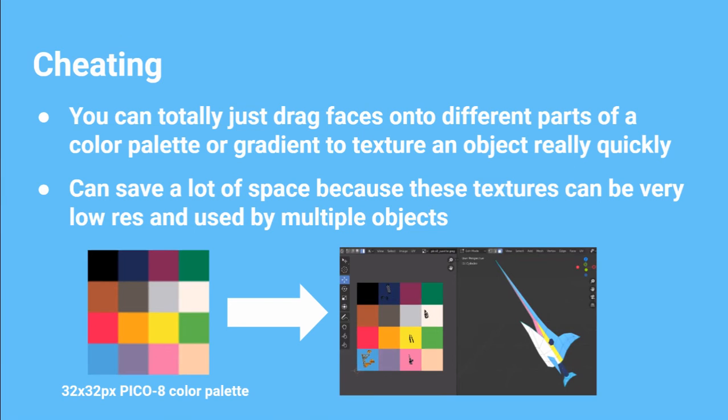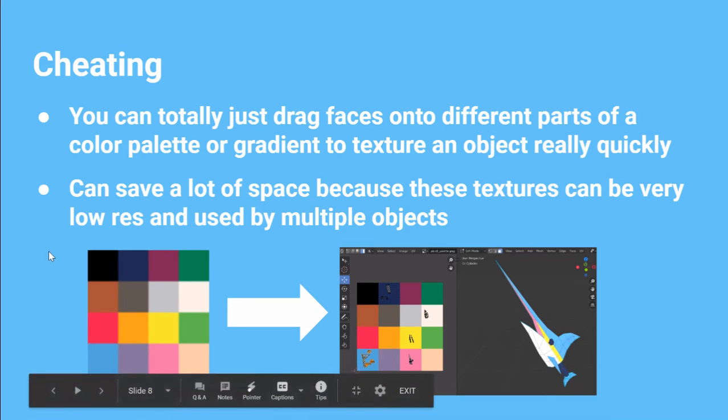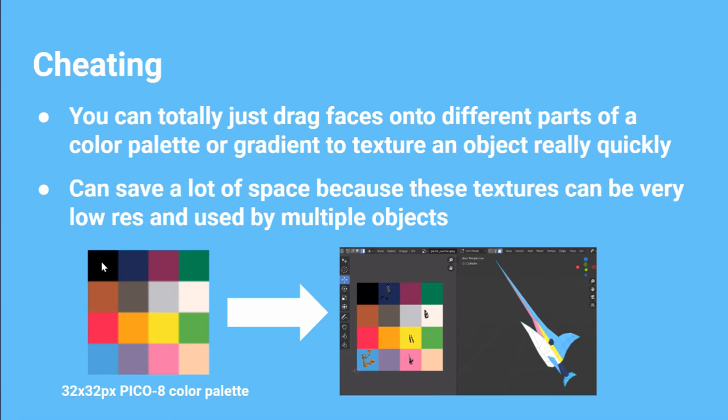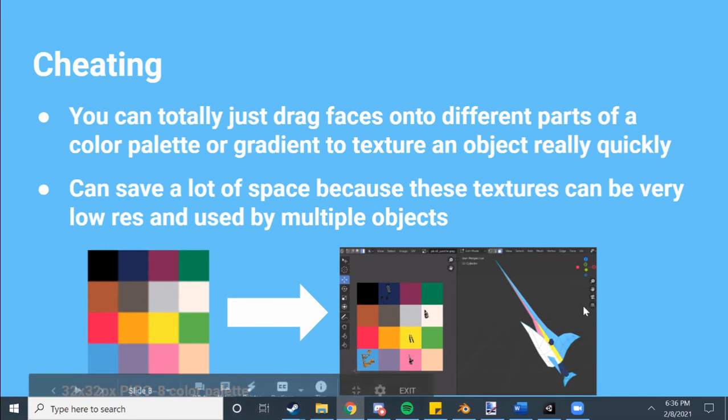And this actually saves a lot of space because these textures can be really small. Like this Pico 8 color palette here is 32 by 32, although it could even be 4 by 4. These could each be a pixel. And if you look at the example I have here, you can see this color palette being used to texture a swordfish sword. And yeah, you can make whole games just using one color palette that all the objects use.